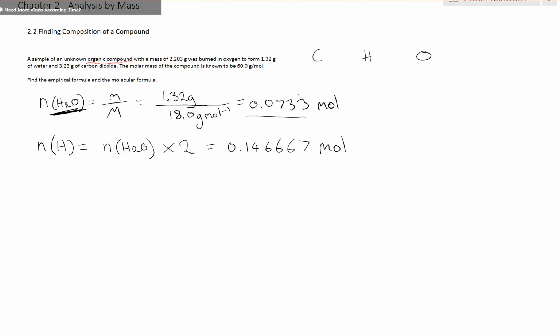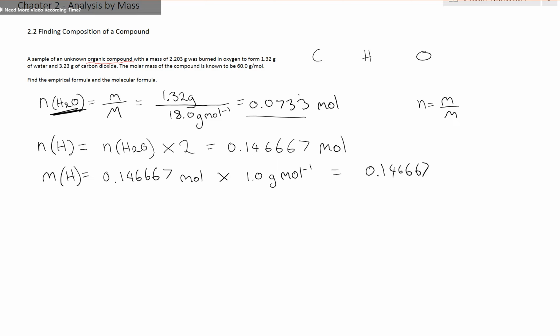So when we're doing empirical formulas, we need to find the mass. The mass of hydrogen, therefore, is going to be, remember, here's our equation. So mass is going to be moles times molar mass. So 0.14667 moles times the molar mass of hydrogen, which is 1.0 grams per mole. So the mass is just going to be 0.14667 grams. Okay, so that's hydrogen.